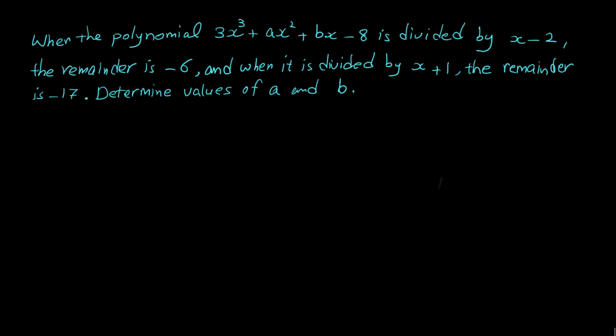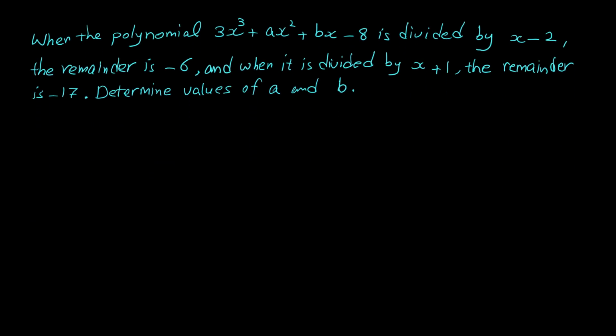Now let's see the next question. When the polynomial 3x^3 + ax^2 + bx - 8 is divided by x minus 2, the remainder is negative 6. And when it is divided by x plus 1, the remainder is negative 17. Find the values of a and b.